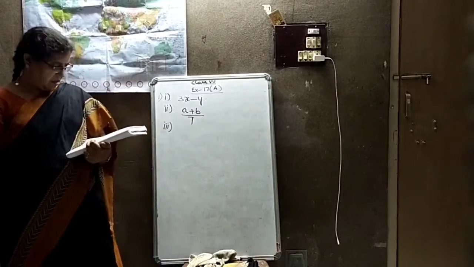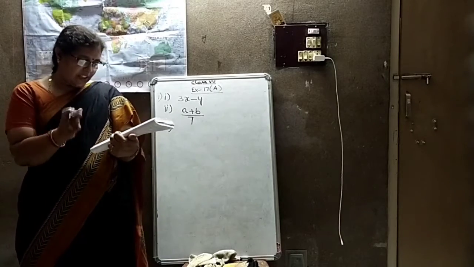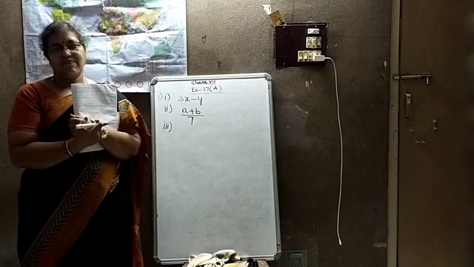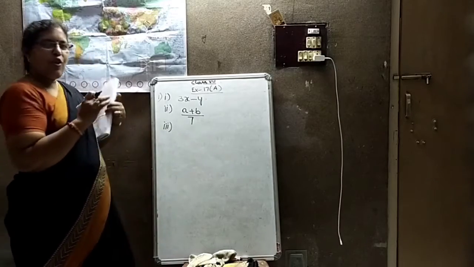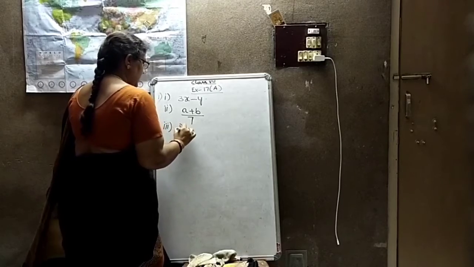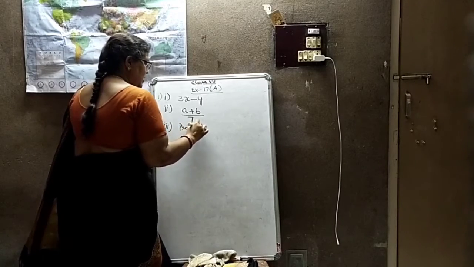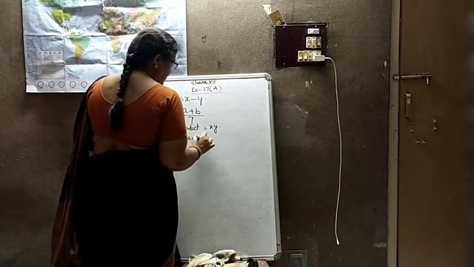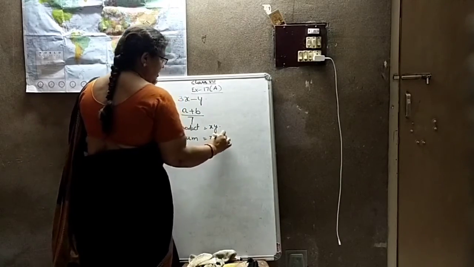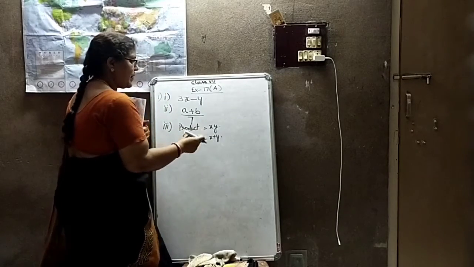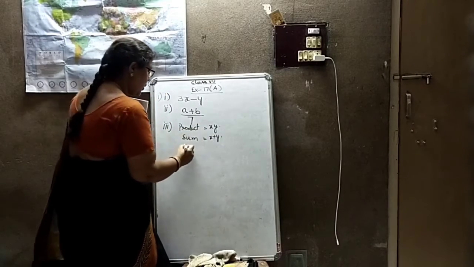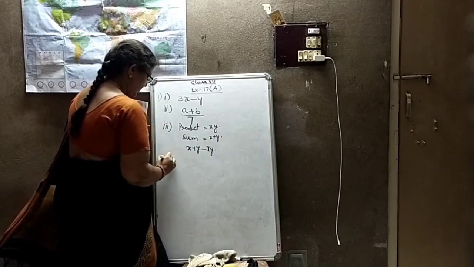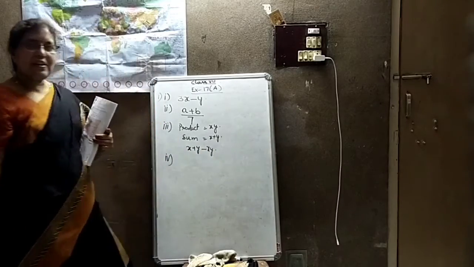Third one: the product of x and y subtracted from the sum x plus y. Product of x and y, write first. Product is equal to x into y. Sum is equal to x plus y. What is given? The product is subtracted from the sum. So, x plus y minus xy.